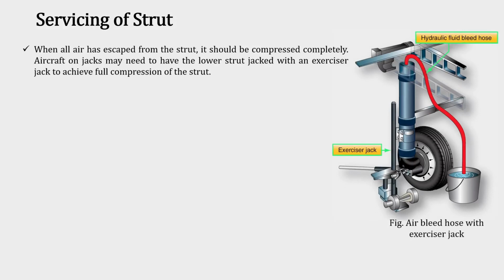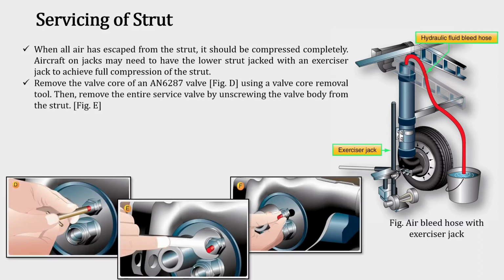When all air has escaped from the strut, it should be compressed completely. Aircraft on a jack may need to have the lower strut jacked with an exerciser jack to achieve full compression of the strut. Remove the valve core of an AN6287 valve as shown in figure D using a valve core removal tool. Then remove the entire service valve by unscrewing the valve body from the strut as shown in figure E.